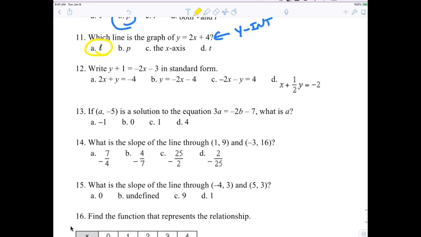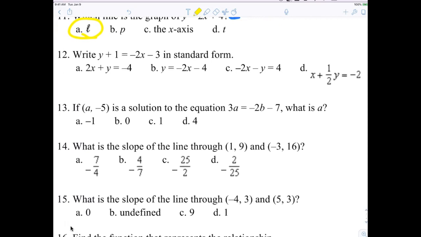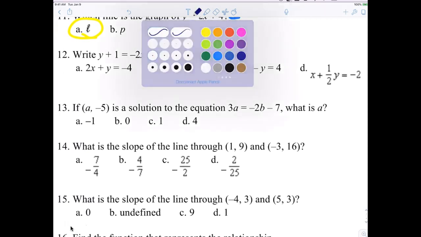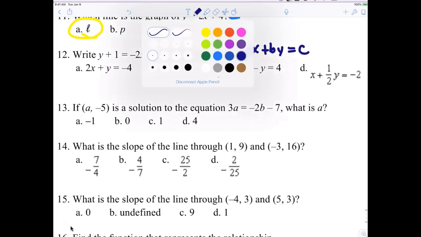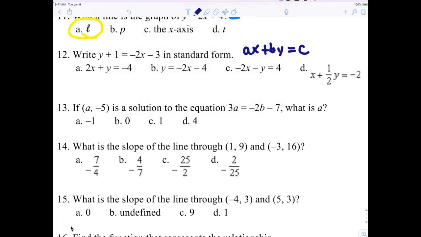All right, now for question 12, standard form. I need everybody to remember that standard form is ax plus by equals c. So everybody needs to make yourself a note. That is standard form. Standard form means x and y has to be on the same side. All right, so I'm going to write this down. The original problem now is y plus 1 equals -2x minus 3.